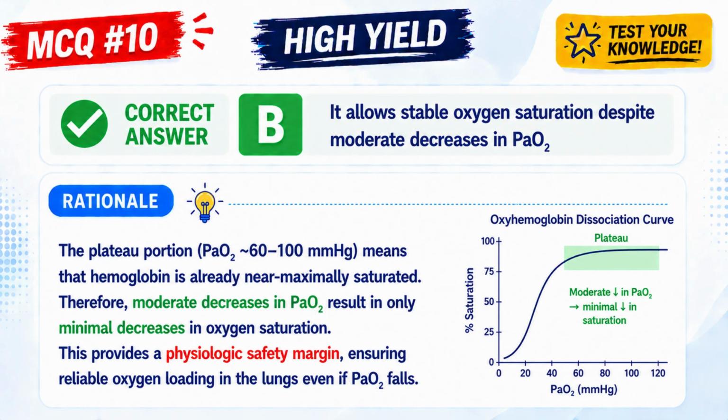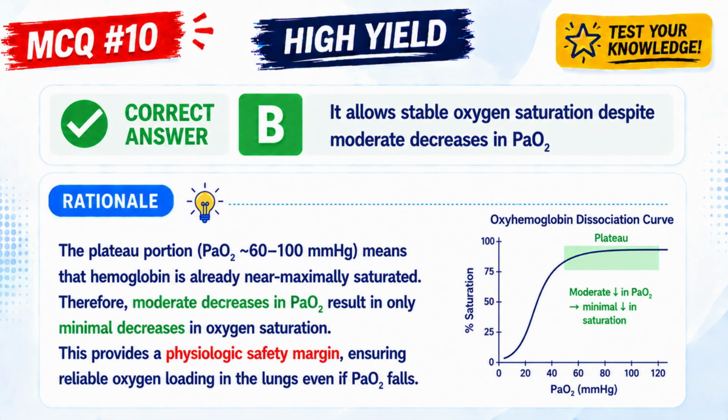But the plateau also hides danger. Because the curve is flat at the top, saturation stays reassuringly high while PaO2 is dropping silently. By the time saturation starts falling significantly, you are already on the steep portion. On the steep portion, small drops in PaO2 cause large drops in saturation. The cliff arrives fast. This is why the pulse oximeter does not warn you early enough during apnea, and why you never let a normal saturation reading make you complacent about an apneic patient. The plateau is your friend, until you fall off the edge.